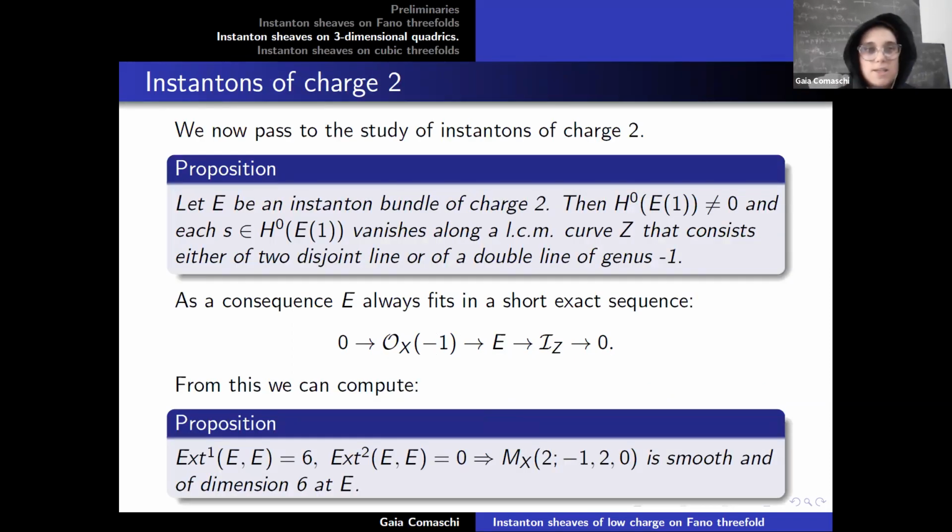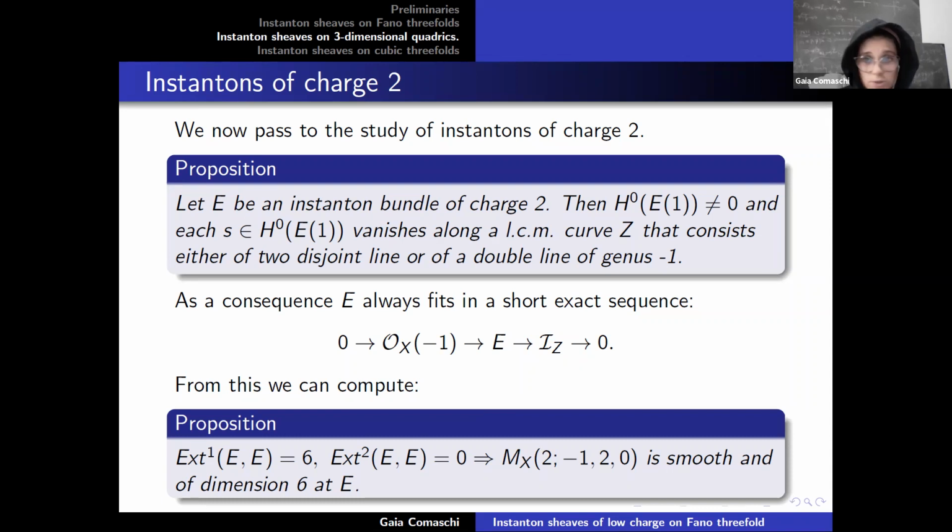So let's see what happens when we pass to instantons of charge 2. So we leave the minimal charge. For an instanton bundle of charge 2, the twist by 1 always admits a global section, and a global section always vanishes along a curve Z that is locally Cohen-Macaulay, that has degree 2, and that necessarily consists either of the union of two disjoint lines or of a double line having genus -1.